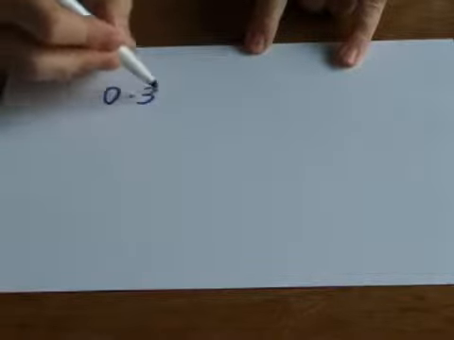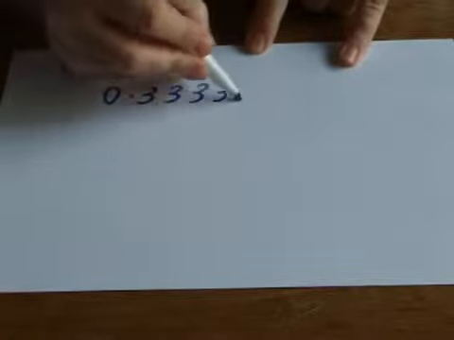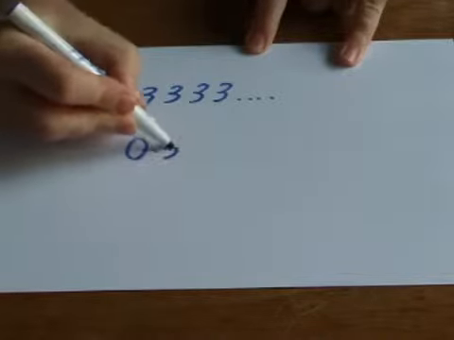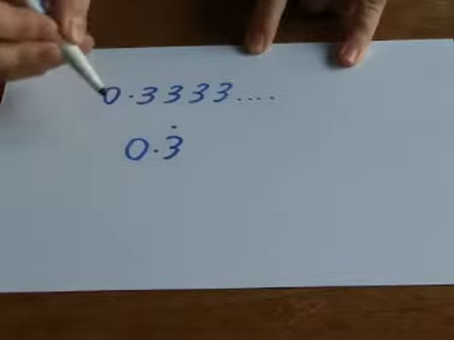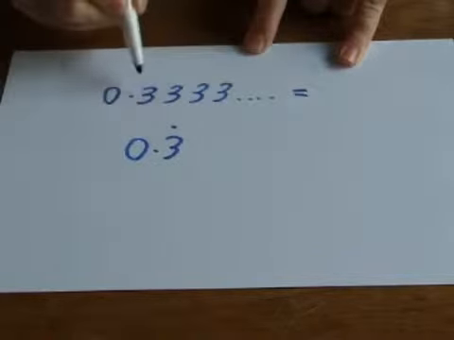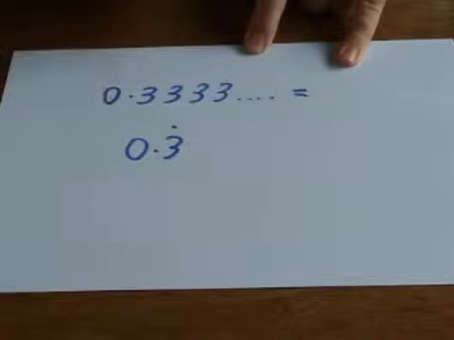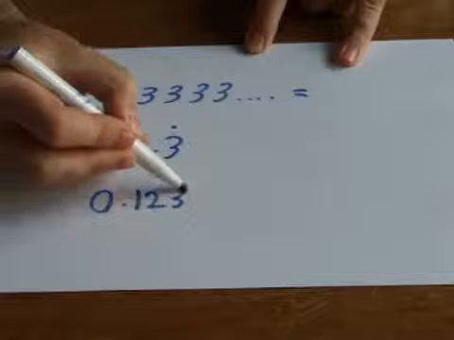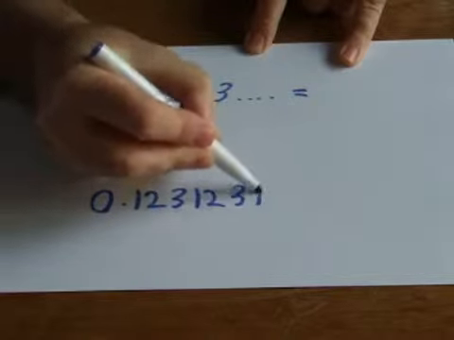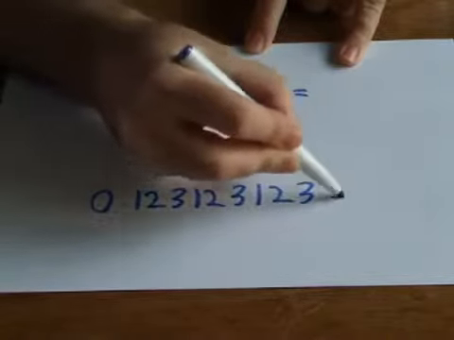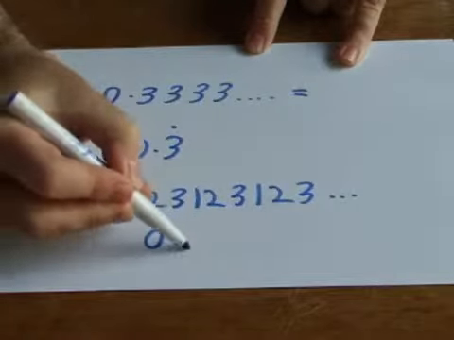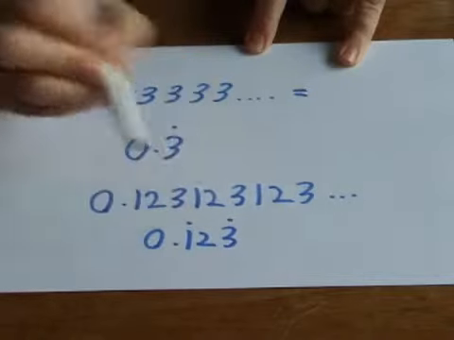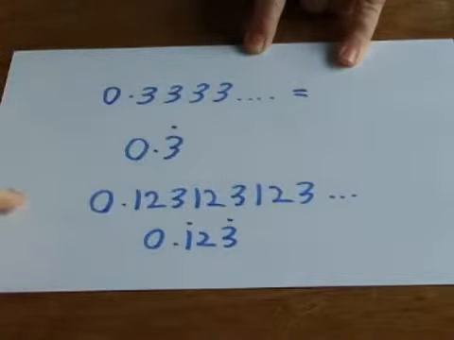Rather than writing 0.333 all the time, what I can do is use what we call a dot notation and write it as 0.3 with a dot over the top, and those then are equivalent. 0.333 recurring is 0.3 with a dot over the top. In the same way, if I have 0.123, 1, 2, 3, 1, 2, 3 recurring, I can write that as 0.123 with two dots over the top, covering all the recurring parts.